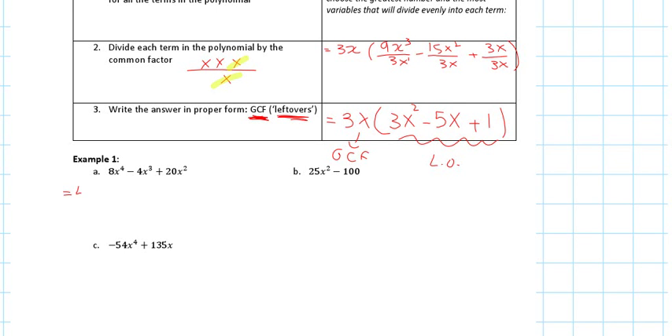How about the letter? Do I have x in each one of them? Okay. And what would be my degree for that x? What's my lowest degree there? 2. So that means your greatest common factor is 4x squared, because you're going to take the lowest degree. So I'm going to divide each term by 4x squared.